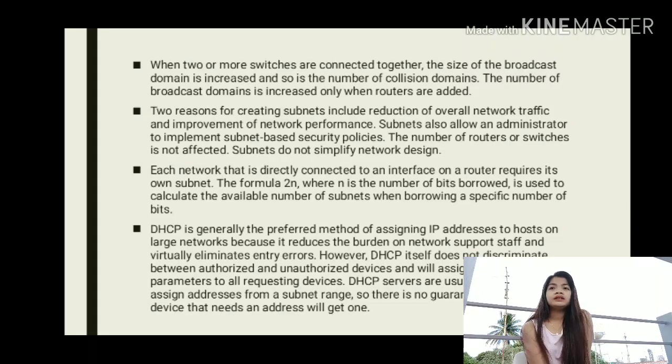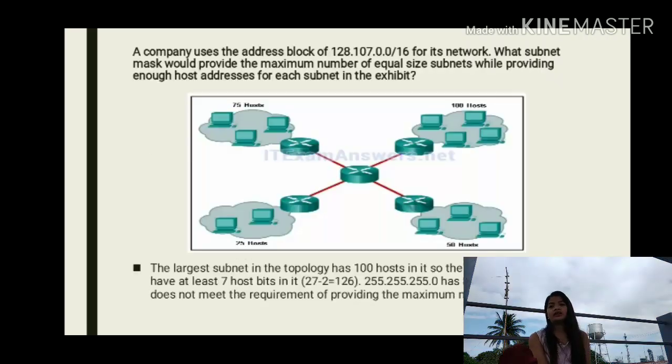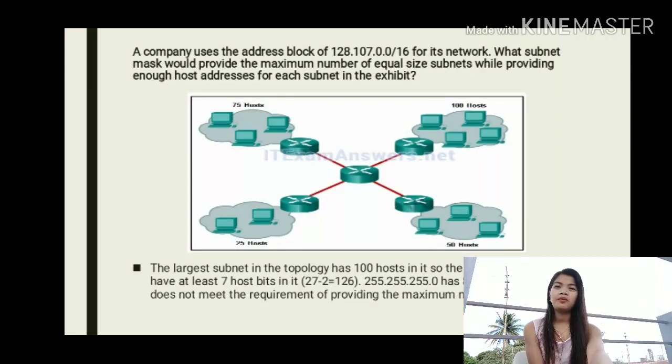A company uses an address block of 128.107.0.0/16. For each network, the subnet mask will provide the maximum number of equal size subnets while providing enough host addresses for each subnet in the exhibit. The largest subnet in the topology has 100 hosts, so it needs at least 7 host bits. 2^7 minus 2 equals 126. 255.255.255.128 has to meet the requirement of providing the maximum.